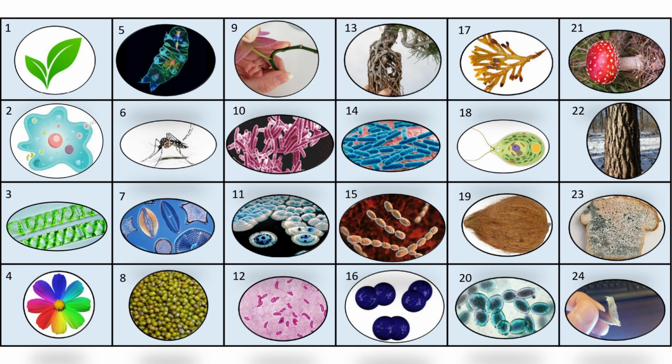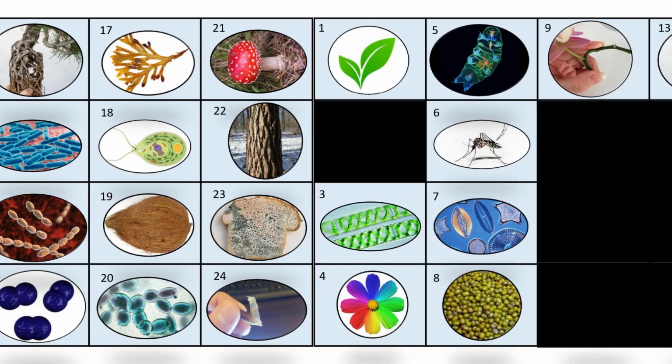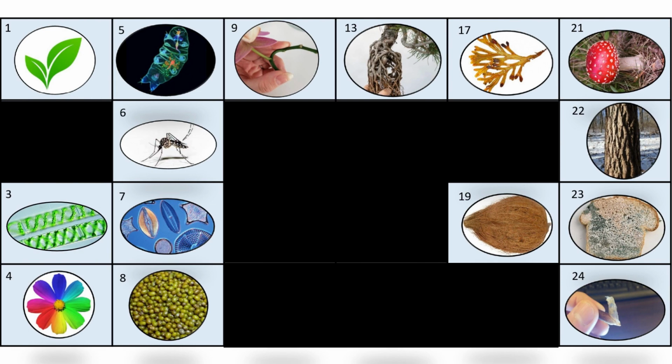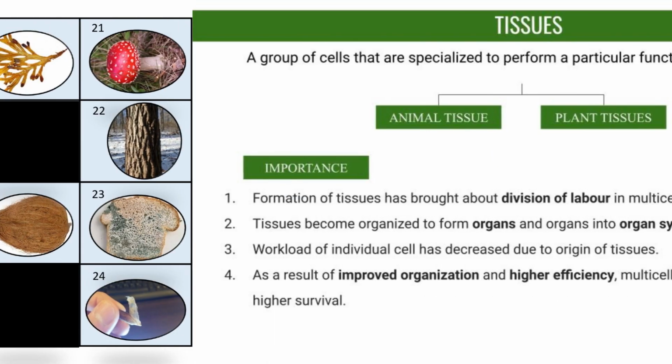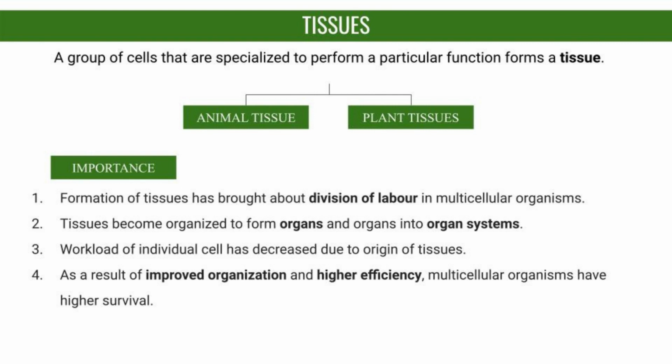In biology, tissues are groups of specialized cells that work together to perform specific functions in living organisms. These functions can vary widely, from providing support and protection to facilitating movement and carrying out specific biochemical processes. Pause this video and check how many correct answers you got. Comment below your answers.